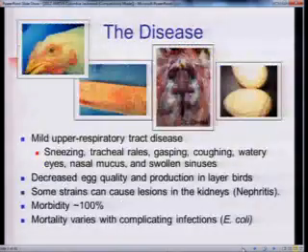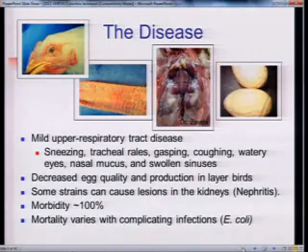Now, this is a fairly mild upper respiratory disease. However, it becomes complicated. The typical signs are sneezing, tracheal rales, gasping, and coughing. In layers, we get a decrease in egg quality, and you can see the misshapen eggs, wrinkled shells. Some strains of this virus will cause a nephritis, and we'll get severe kidney lesions like this.